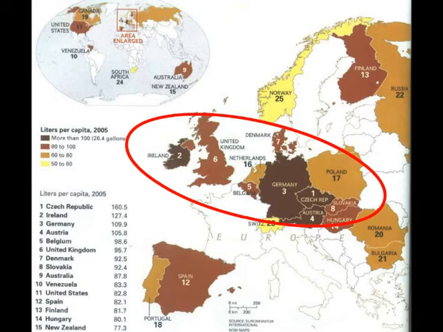They drink a lot of beer. This is known as the beer belt. So these are all countries that have a high consumption rate of beer. So this is an example of a region based on one criteria, beer.